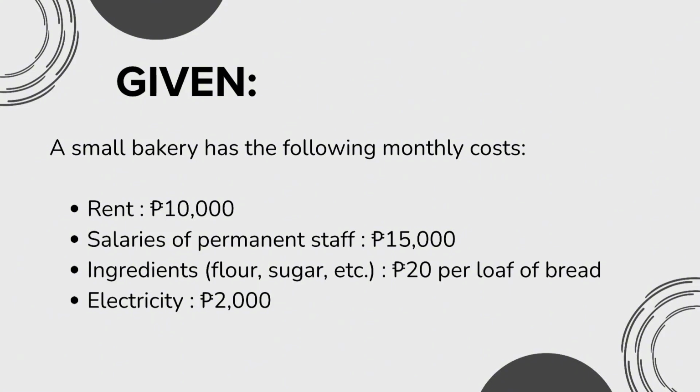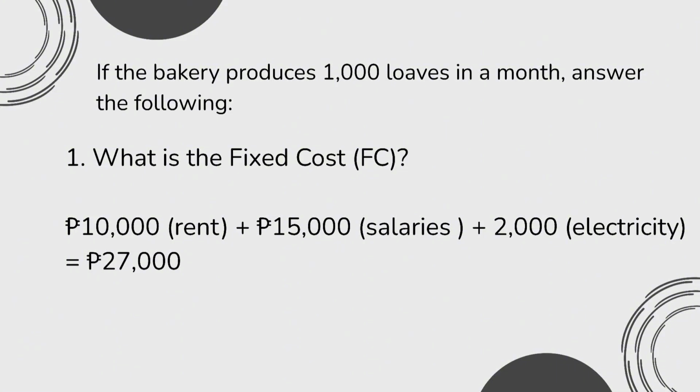A small bakery has the following monthly costs: for rent, 10,000 pesos; for salaries of permanent staff, 15,000 pesos; for ingredients, flour, sugar, etc., 20 pesos per loaf of bread; for electricity, 2,000 pesos. If the bakery produces 1,000 loaves in a month, answer the following.